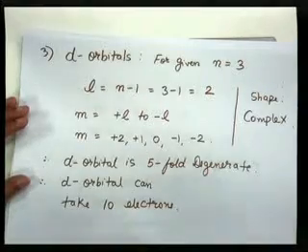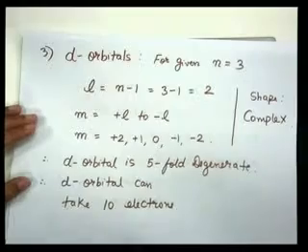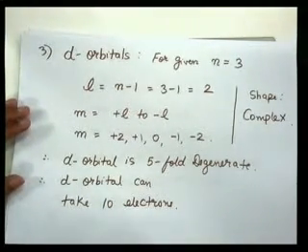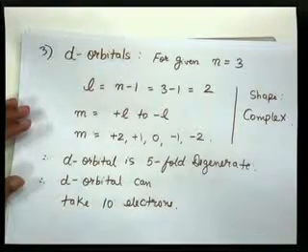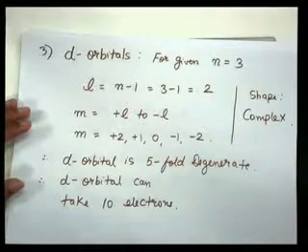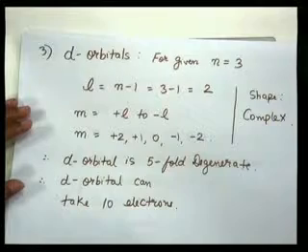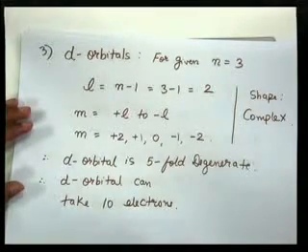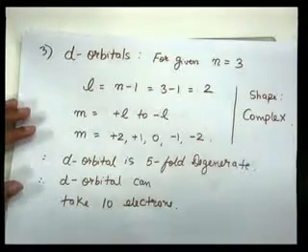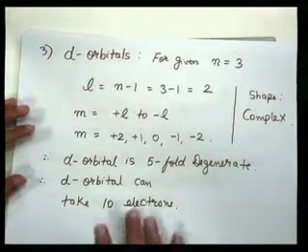Regarding the d orbital case, you can see here the principal quantum number is n equal to 3. So your L is equal to 3 minus 1, that is 2, and your m, the magnetic quantum number, will take the values plus 2, plus 1, 0, minus 1 and minus 2. That means the magnetic quantum number can take 5 values, and that's why your d orbital is basically 5-fold degenerate, and the d orbital can take up to 10 electrons at maximum.